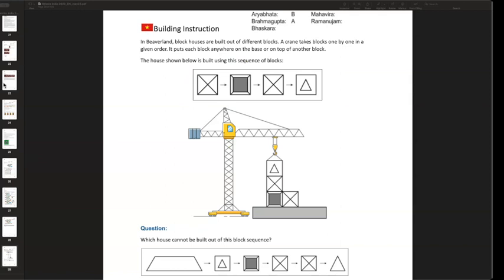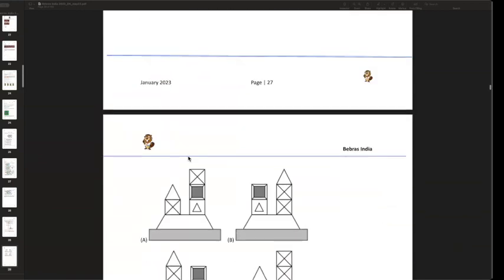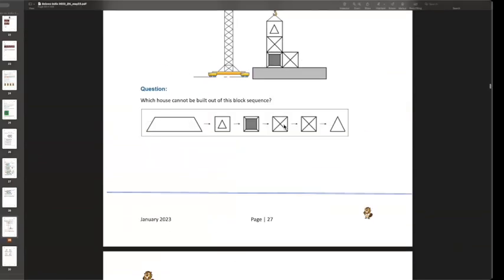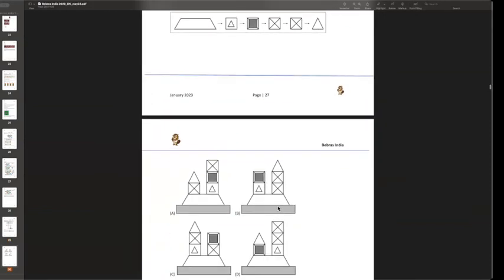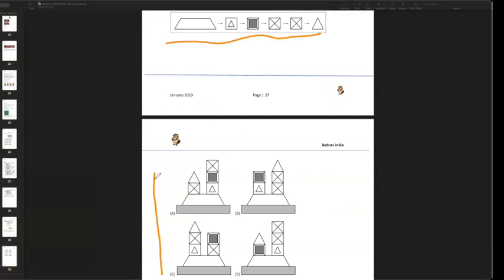So now here's the question. Using this sequence of blocks, which of these houses cannot be built? Which of the houses cannot be built using this sequence?